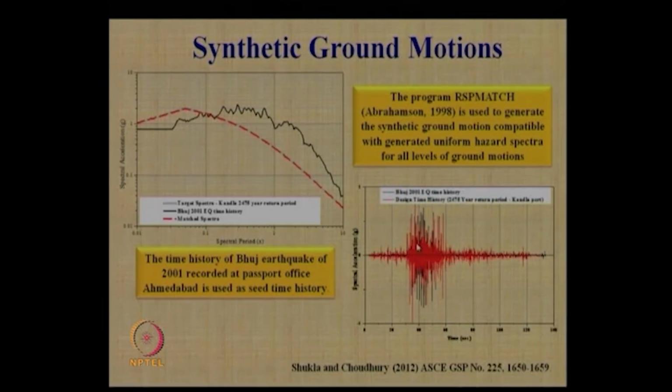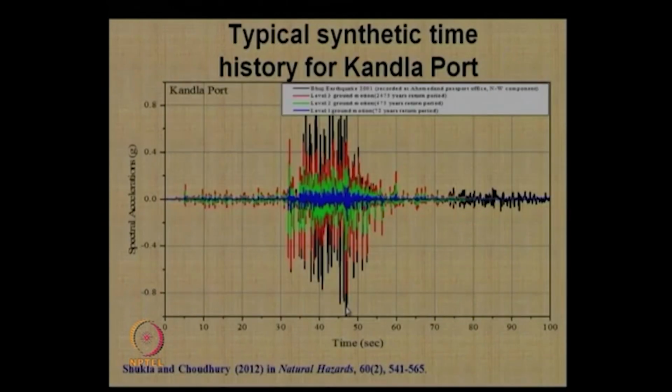So, this is the mapped one. The previous one we have seen over here, the Bhuj time history, and the next one shows the design time history based on 2475 year return period at Kandla Port. Can you see a similar match, right? This is an exaggerated form. The Bhuj earthquake is the black line. Level 3 ground motion means 2475, which is the red one. Green is level 2, which is 475 return period, and blue is level 1, that is 72 years return period. That is the spectral acceleration versus time response.